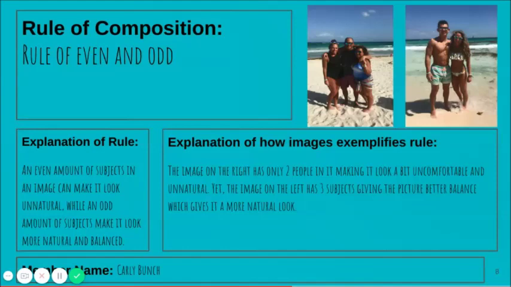The rule of even and odd. An even amount of subjects in an image can make it look unnatural, while an odd amount of subjects makes it look more natural and balanced. The image on the right has only two people in it, making it look a bit uncomfortable and unnatural. Yet the image on the left has three subjects, giving the picture better balance, which gives it a more natural look.